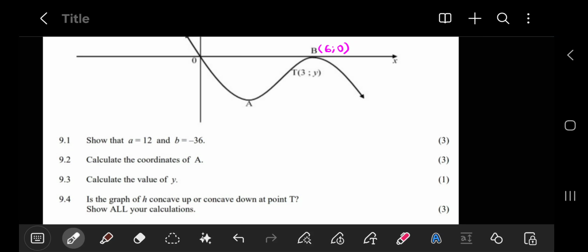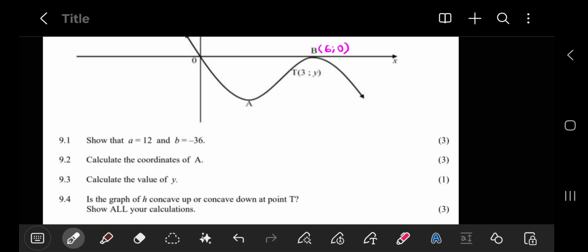Now, for 9.2, we need to calculate the coordinates of A. If you look at A, it's a local minimum, which is a turning point. How do we get the turning point? Let's just remind ourselves. In order to calculate the turning points of a cubic function, firstly, we get f prime x. We equate f prime x to 0 and solve for x. And to get our y coordinate, we substitute that x value into f of x.